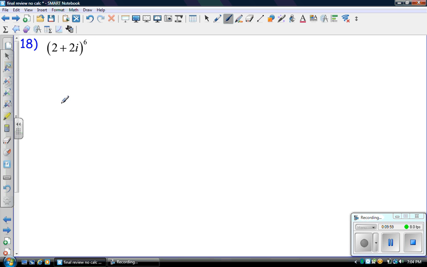Okay, 2 more here. Number 18. This one takes a little bit more. You will be given this formula. This one requires de Moivre's formula. This we did just about a month ago, or maybe a little over a month ago. Here was de Moivre's formula, and again, you will have this. Any complex number z raised to a power, here's how you can do it. Take the radius to that power, that's no big deal, and then you multiply the angle times that power.